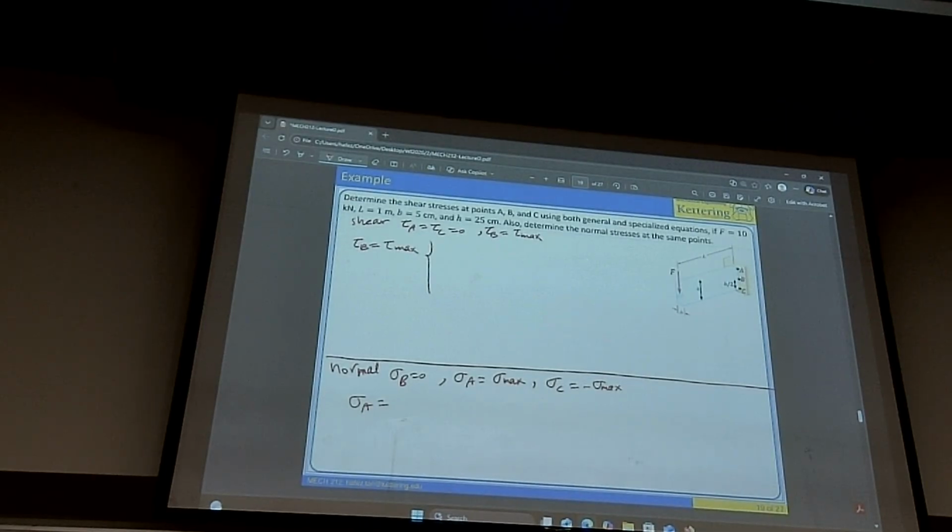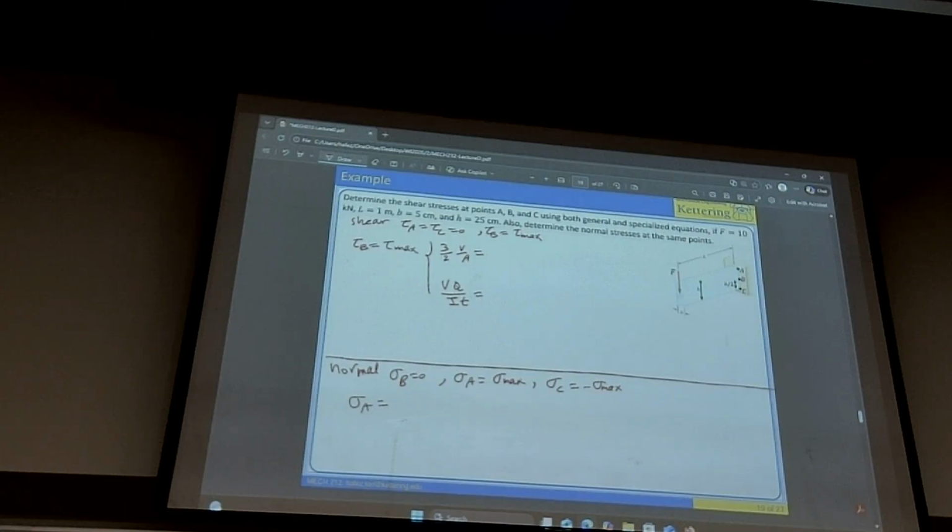So, for tau, we said there are two formulae. One is special, which is 3/2 V over A, for a rectangle, because indeed it is rectangular. The other one is the general VQ over IT. That's general, it works for whatever geometry, including rectangular. So why bother to really learn that? Because some geometries we have to use that for, and in particular the next problem.